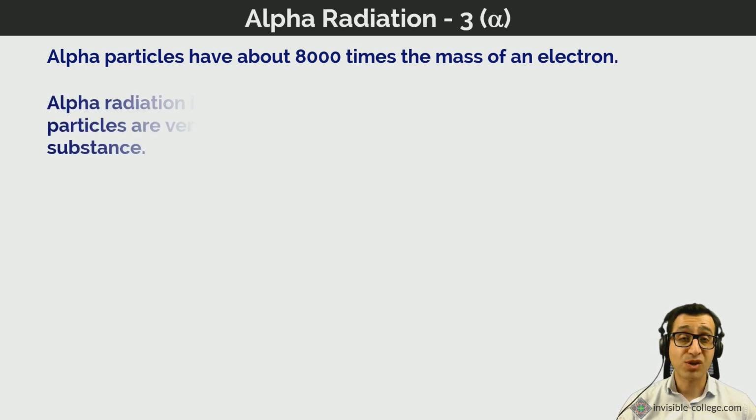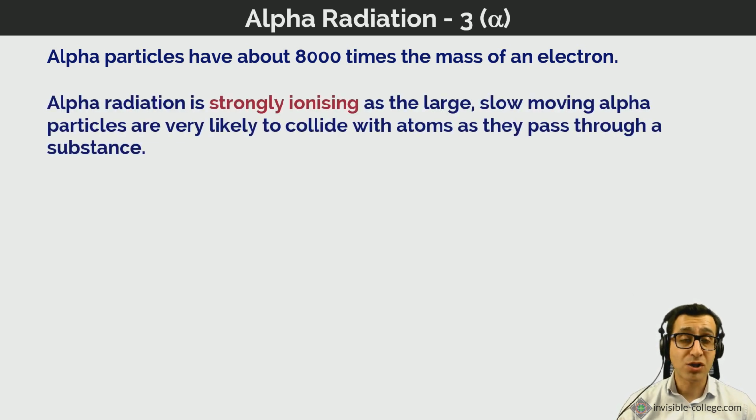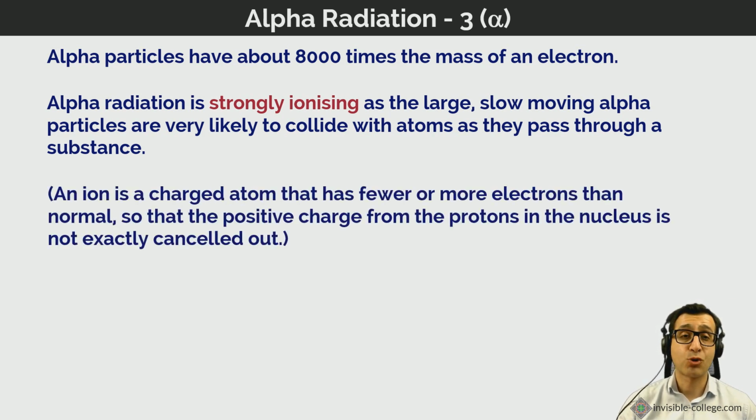And alpha particles are strongly ionizing because the large, slow-moving alpha particle is very likely to collide with the atoms that they meet as they pass through a substance. Now again, an ion is a charged atom that has become charged because it's gained electrons or has lost electrons. So the positive charge from the protons in the nucleus is not exactly cancelled out by the electrons around that nucleus.